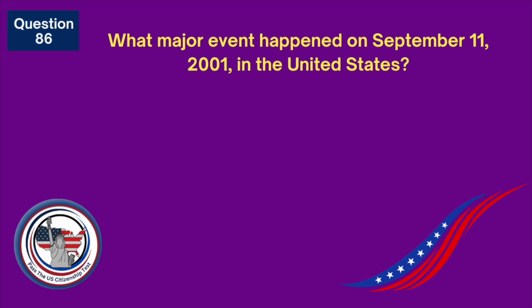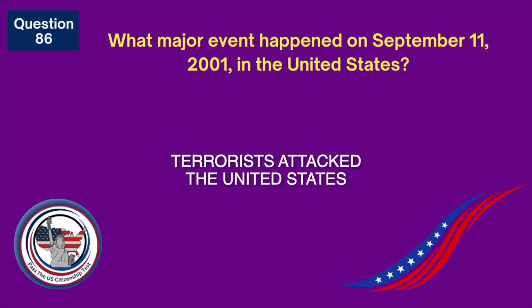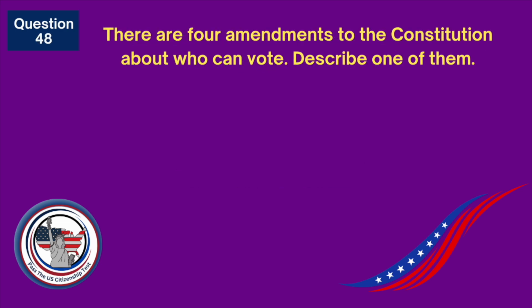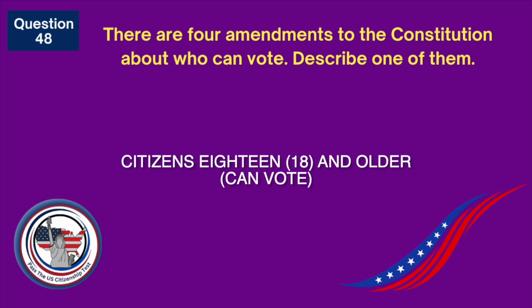What major event happened on September 11, 2001, in the United States? Terrorists attacked the United States. There are 4 amendments to the Constitution about who can vote. Describe one of them. Citizens 18 and older can vote.